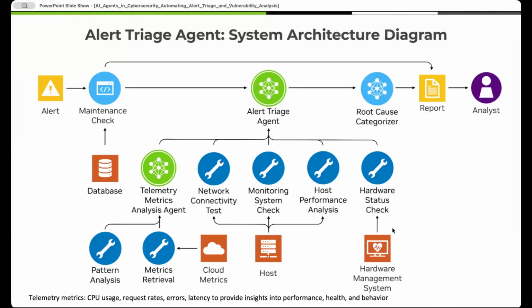Then out of all these signals provided, it decides which is the most relevant and which could be the root cause of this alert, right? And then it's also going to do a categorization. It's kind of like a classification of the root cause to help generate the report to show to the analyst.